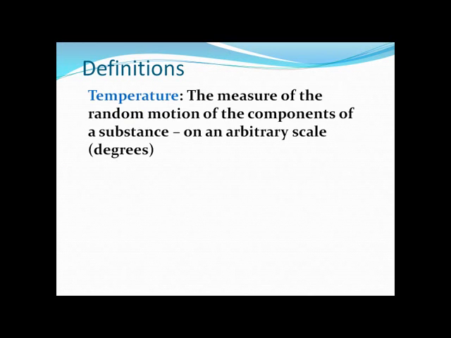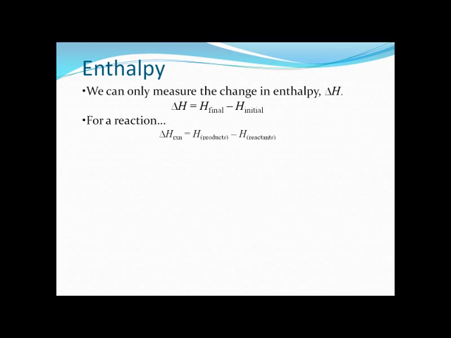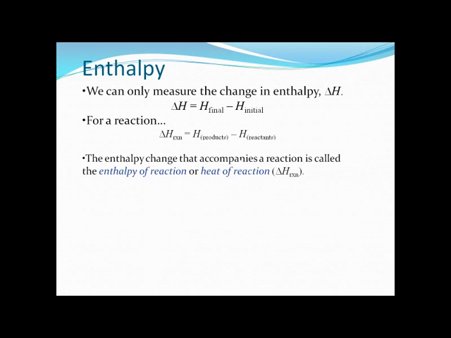Some definitions. Temperature is the measure of the random motion of the components of a substance. It's on an arbitrary scale we call degrees, and temperature is not heat. Heat, or enthalpy, is the flow of the energy between substances of different temperatures, always from a higher temperature to a lower one. Enthalpy is a change that we can measure. It is, in fact, the difference between the heat content of the products and the heat content of the reactants, or where you got to minus where you came from.